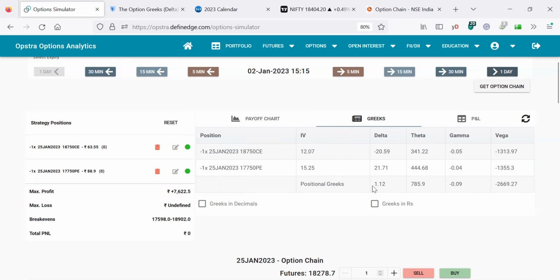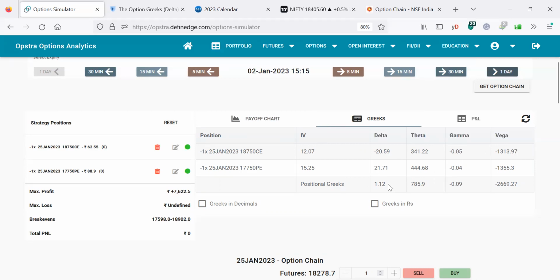So now the difference is 0. It means that I have neutralized the delta on both sides. A move can come on the upside, a move can come on the downside, and according to that we have to adjust. It's a very simple thing. Delta, theta, gamma, vega, we have to understand, but right now we'll not go into the details of these Greeks. I'll make a separate video to understand all these Greeks.